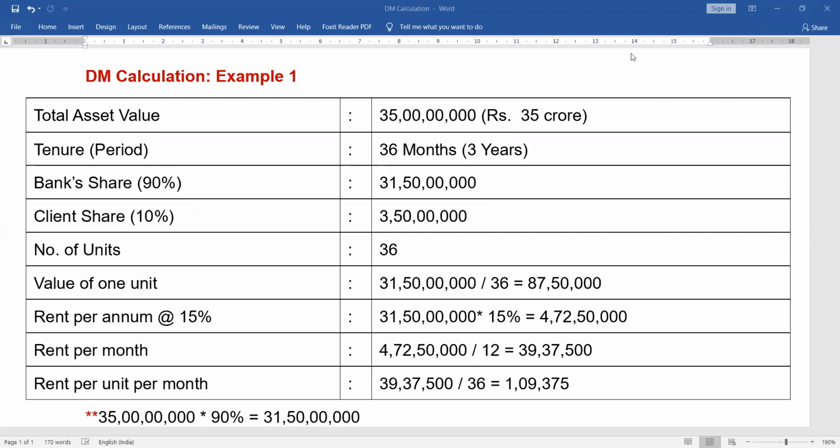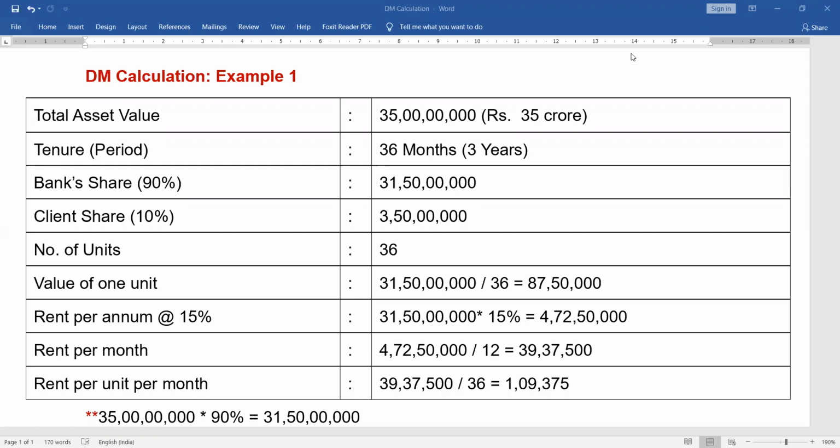Today we will explain the calculation of diminishing musharaka, how the calculation is made and applied by Islamic banks. Let us see an example.